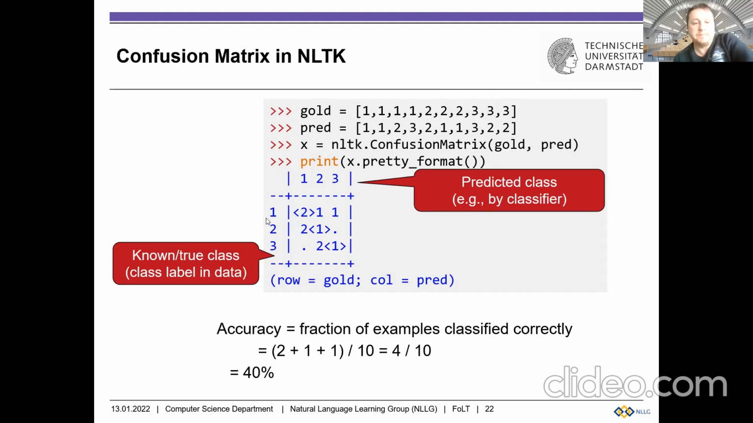So what we see here, note that the true class and the predicted class are inverted. Before we had the predicted on the columns. So this axis was predicted before, this was true before, now it's inverted.